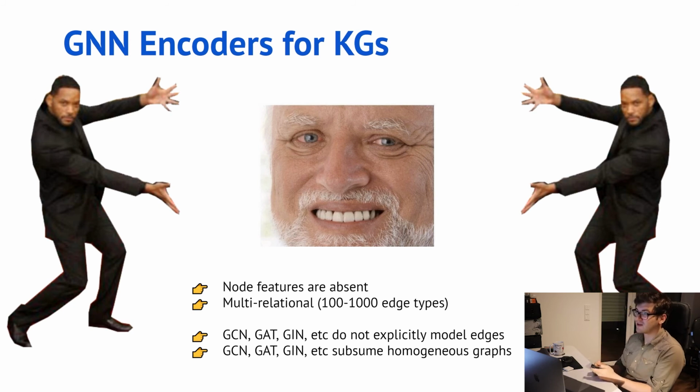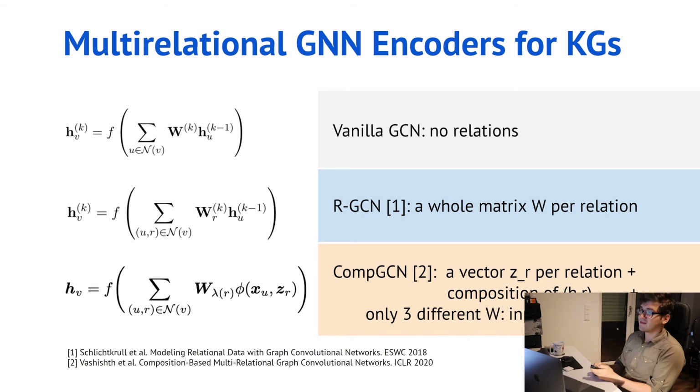Those are big problems. And well, there are GNN encoders for multi-relational graphs. They have to consider entity and relation explicitly. Let's check out the evolution of them. So this is a vanilla GCN, and the aggregation over neighborhoods. You see just one weight matrix and the hidden state of a neighbor.